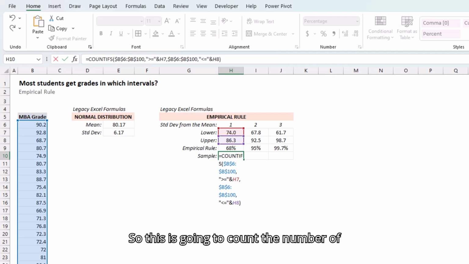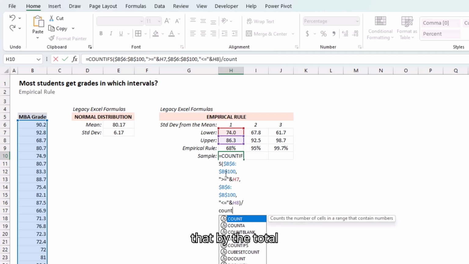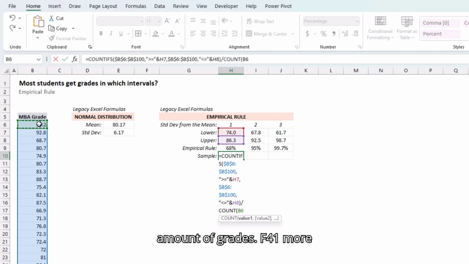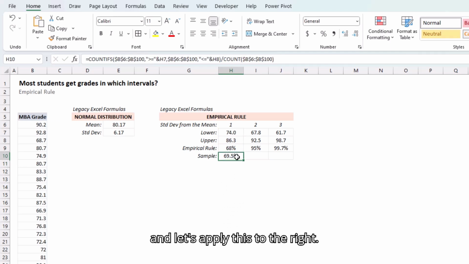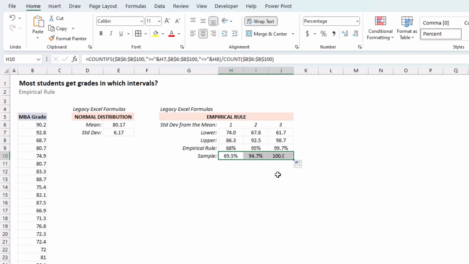So this is going to count the number of grades that fall within these bounds, or within one standard deviation from the mean, but we actually want to get the percentage of grades. So we need to divide that by the total amount of grades. F4 one more time. Let's press enter. And let's apply this to the right.